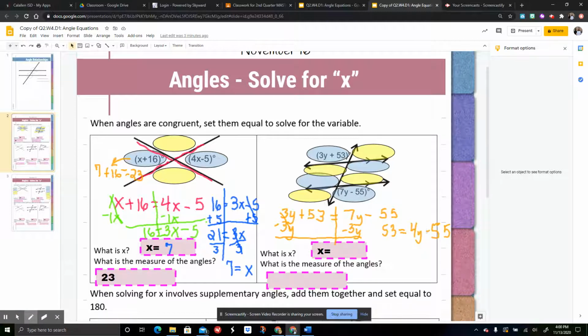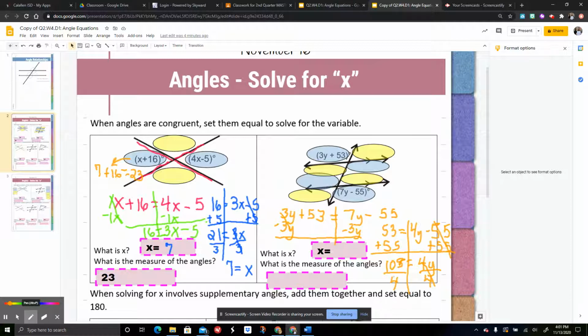minus 55. The opposite of minus 55 is plus 55. So when I add 53 and 55, 3 plus 5 is 8, and 5 plus 5 is 10. So I have 108 equals 4y. The opposite of times 4 is divided by 4. So I need to divide 108 divided by 4, and I get 27.